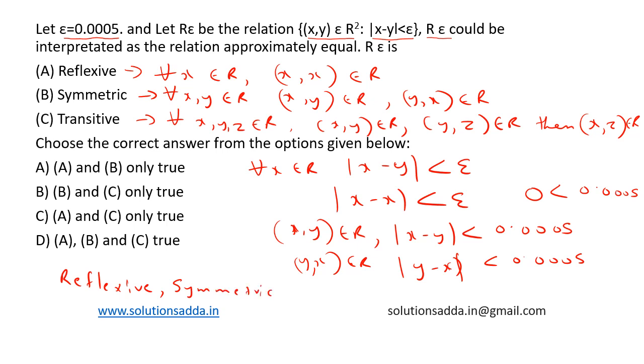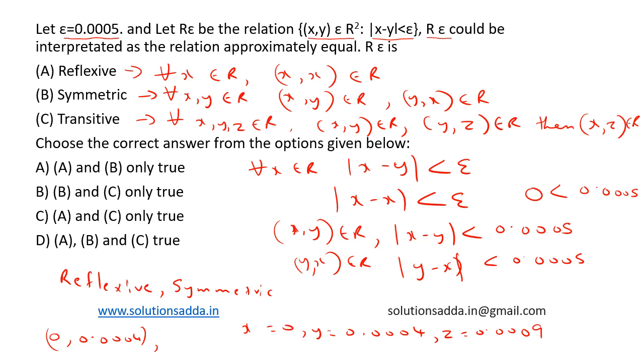Let's check for the transitive property. The relation is not transitive. We can simply take a counter example. Let's take x as 0, y as 0.0004 and z as 0.0009. Now if (x, y) belongs to R, then (0, 0.0004) belongs to the relation R. This is true because the difference is less than 0.0005.